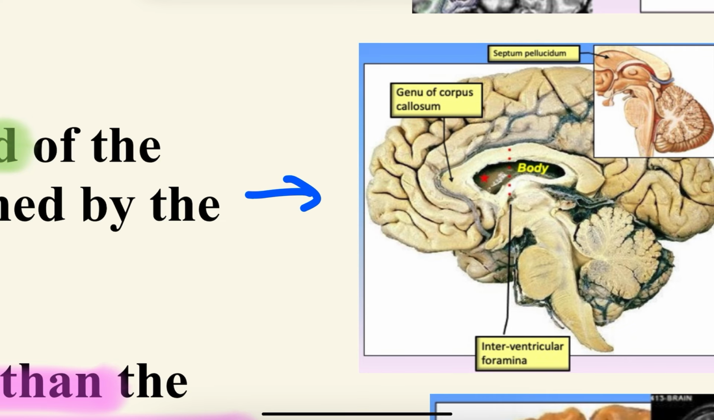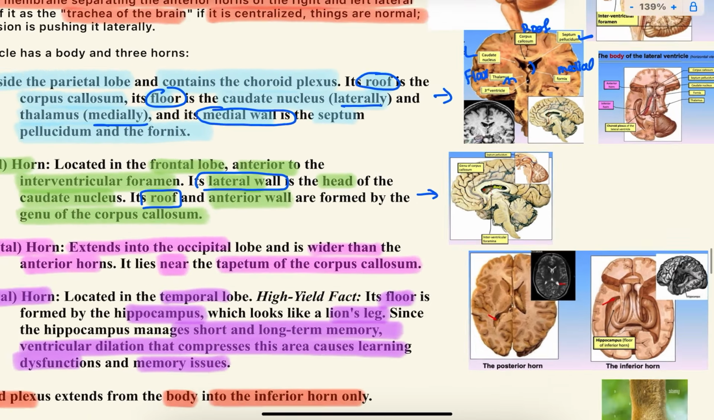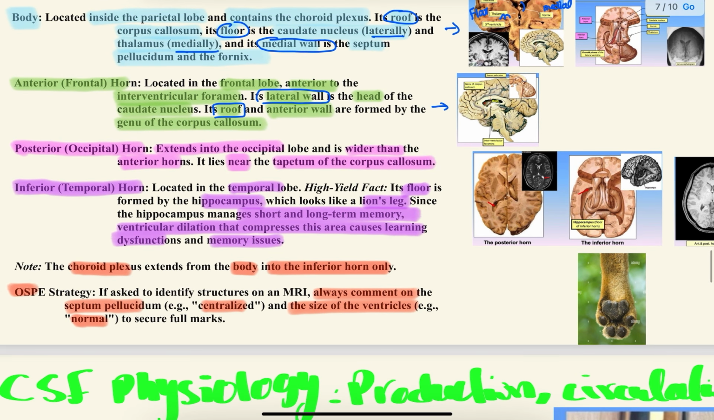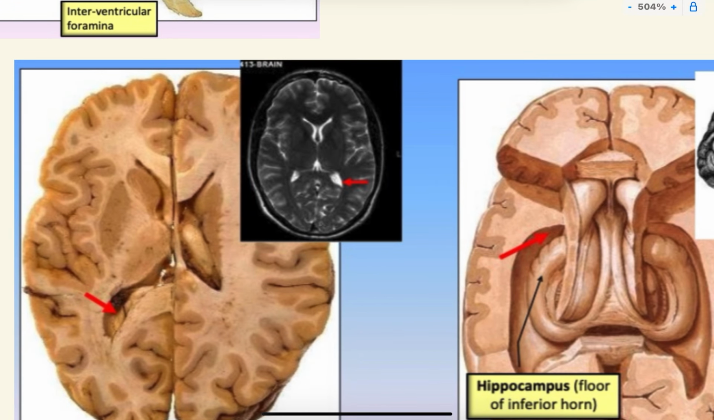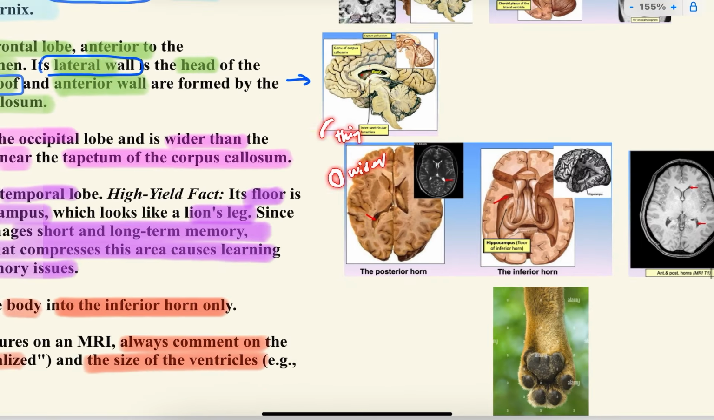of the corpus callosum. Now the posterior horn is found in the occipital lobe and it will be wider. What do I mean by that? For example, this is the anterior horn, this is the posterior. You see, this one is thinner and this one is wider. And it's found in the occipital lobe.